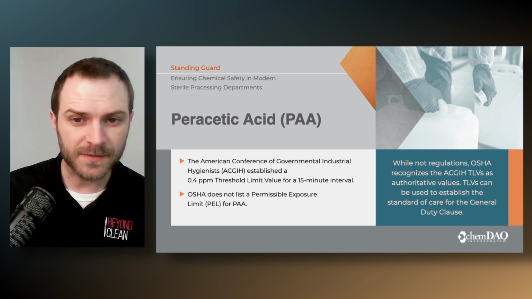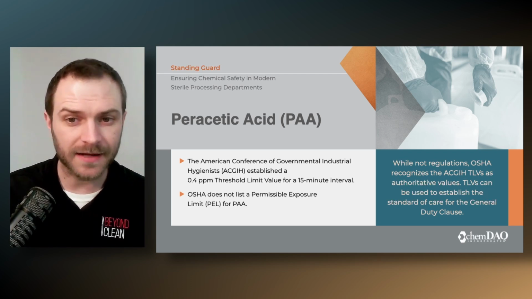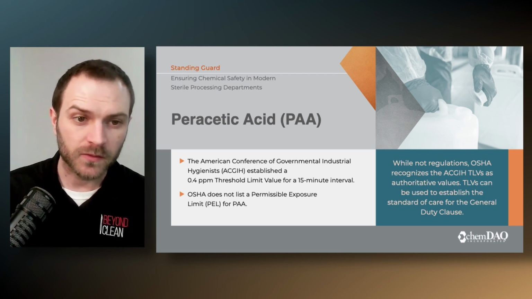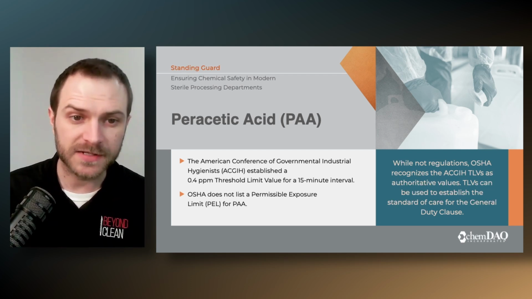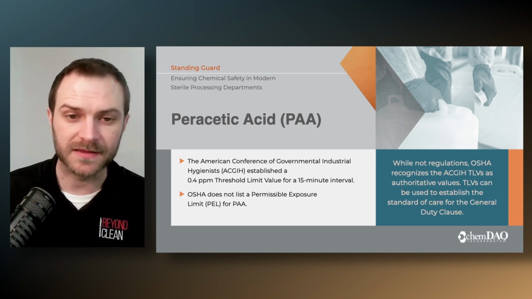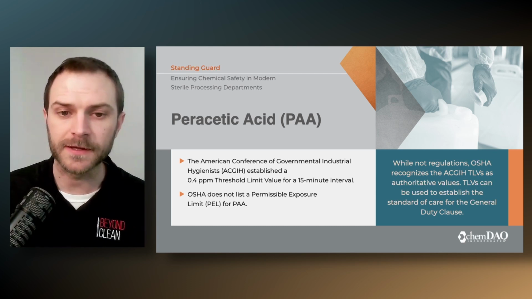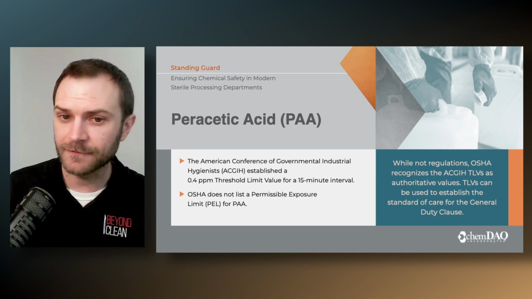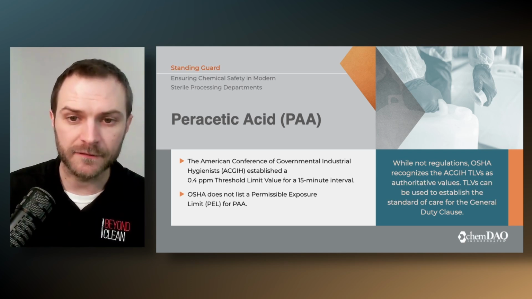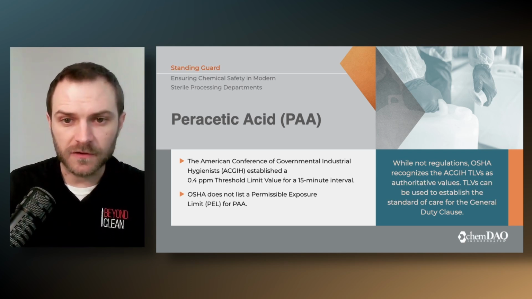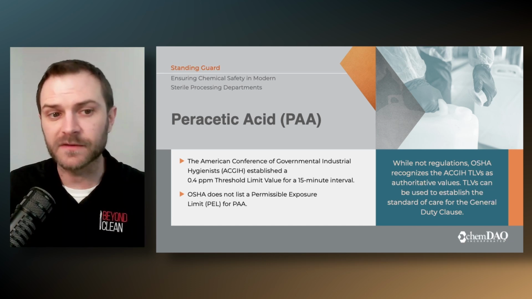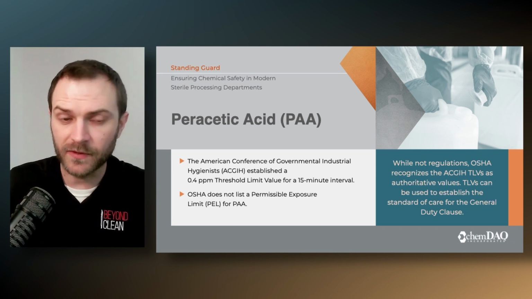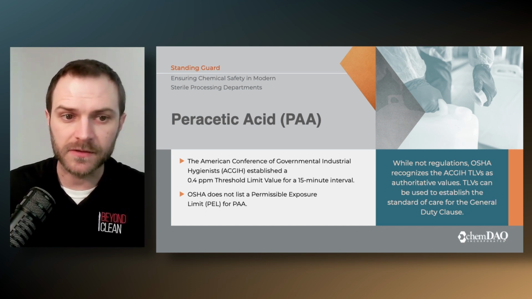While this recommendation from ACGIH, again, is not legally binding because they're not a regulatory agency, the research still indicates that workers should be protected from exposures to peracetic acid that are greater than 0.4 parts per million. And OSHA recognizes ACGIH TLVs as authoritative values. And so they can use those values to establish the standard of care in the workplace, and then it would apply to you under the general duty clause.